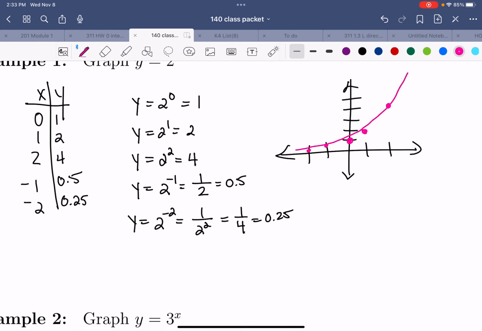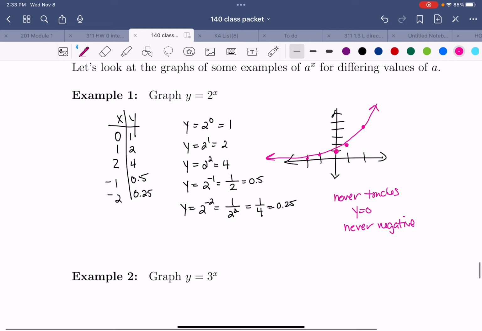And so we get this little swoop that comes through. As we go to the right, it goes up pretty quickly, increasing to infinity. On the left, it's going to go right along the x-axis. It's never going to touch it, so it never touches y equals 0. So it's never equal to 0, and it's never negative. Notice that it never goes below. So we never get negative numbers or 0.